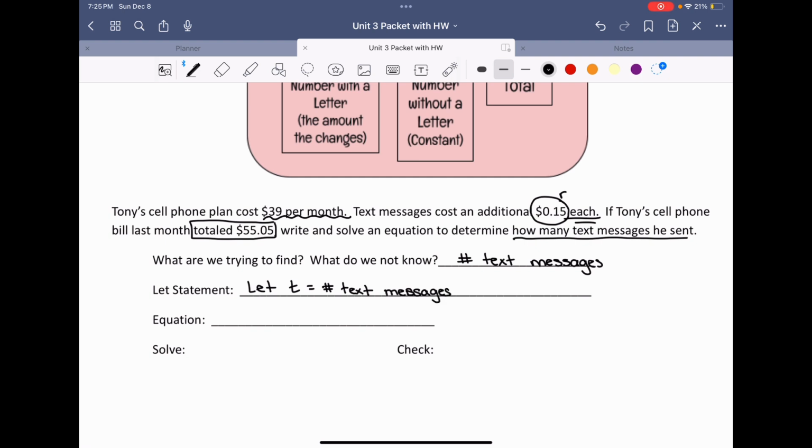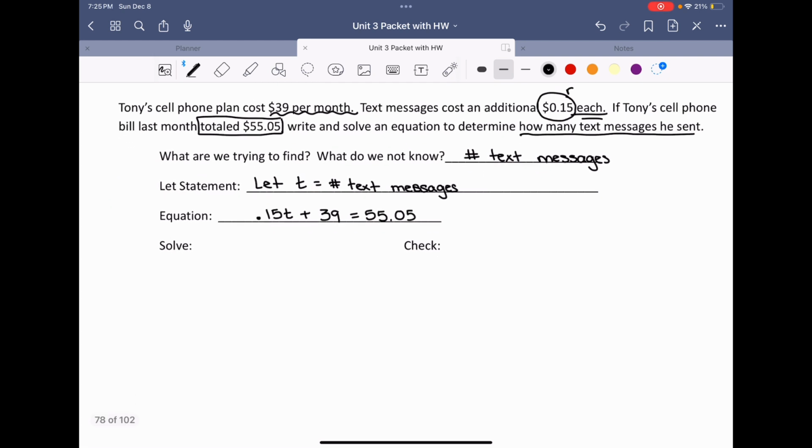Our equation is going to be our number with a letter, so that 15 cents for each text message, plus the $39 they have to spend, and in total that month they spent $55.05. We're going to solve and check the equation, so let's rewrite it: 0.15t plus 39 equals 55.05.